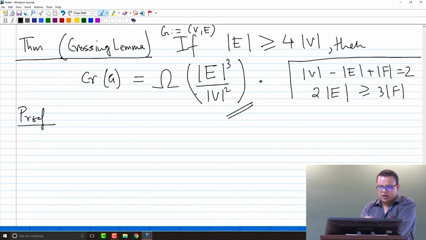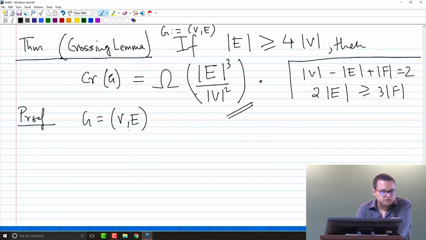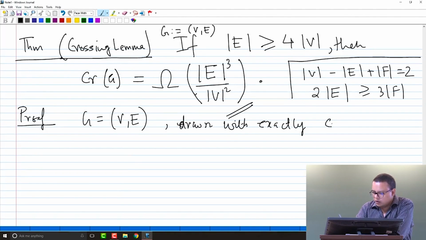Okay. So again, let's go back to the original proof, the previous proof. How did we start? You are given a graph G = (V, E). You have drawn it on the plane in such a way that it has exactly cr(G) many crossings.